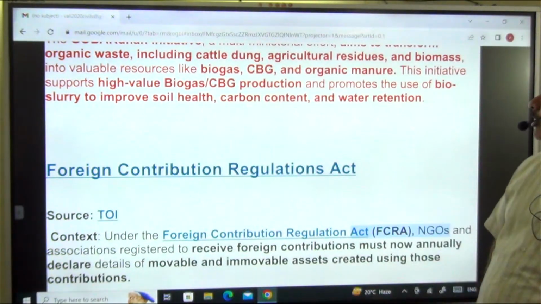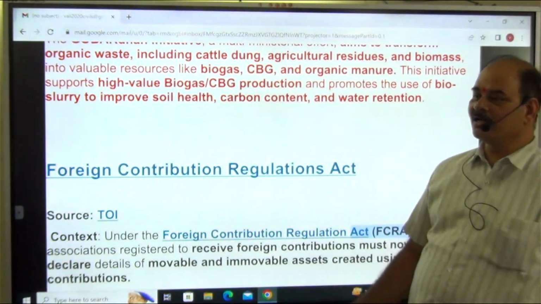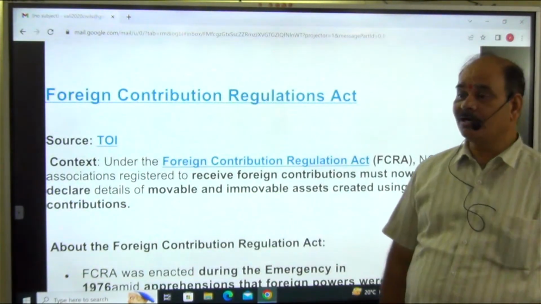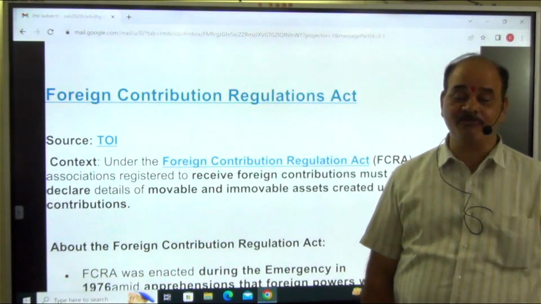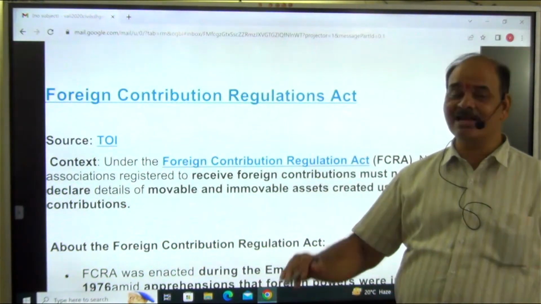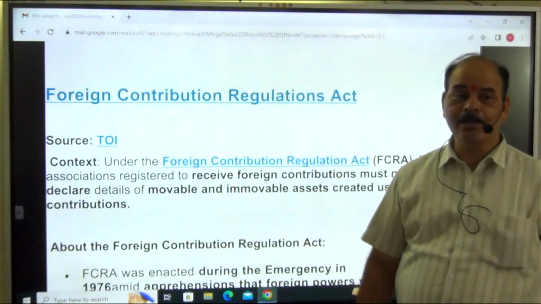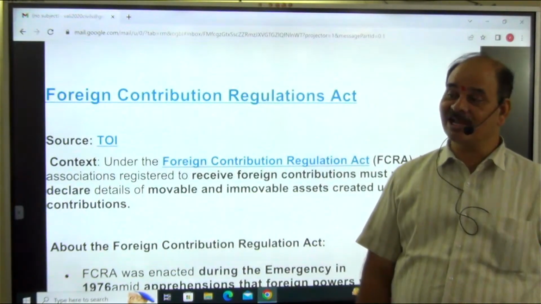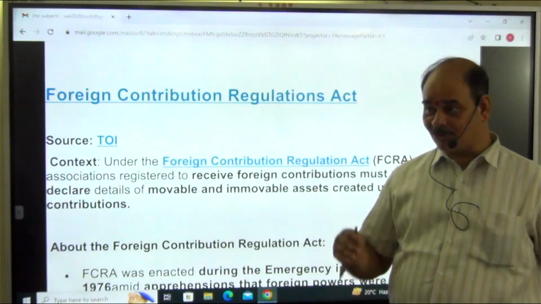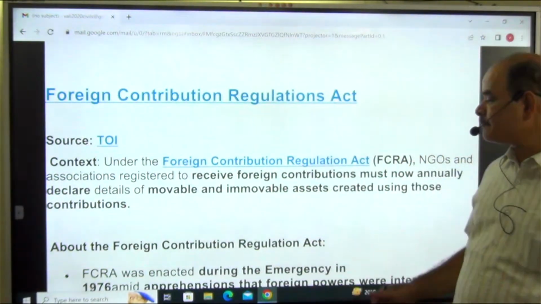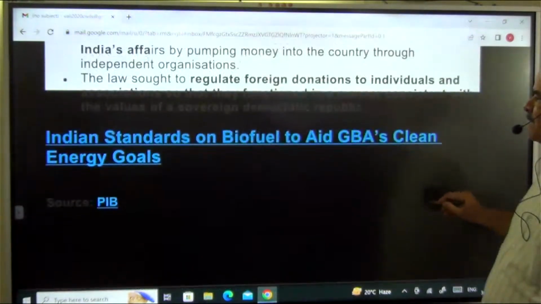You know, the Foreign Contribution Regulation Act forces the organizations which are taking money from foreign countries to submit their assets and liabilities, to check whether they are getting the funds in a fraudulent manner, whether to encourage terrorism, or whether any act of money laundering is undertaken or not.